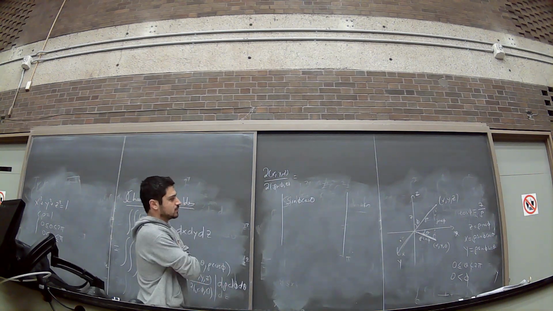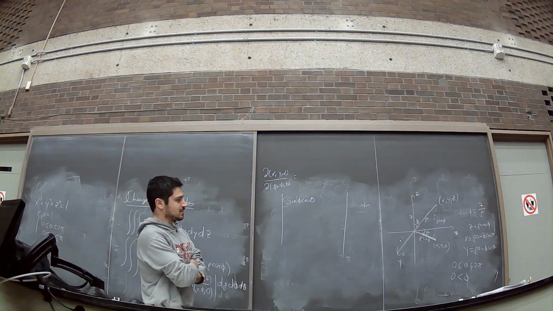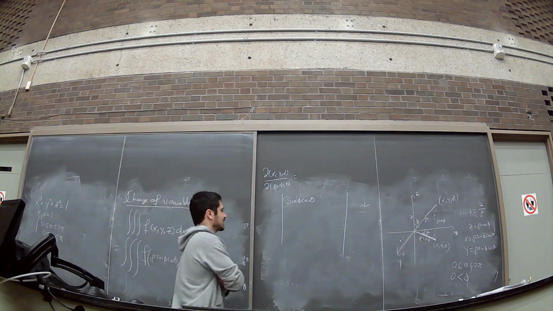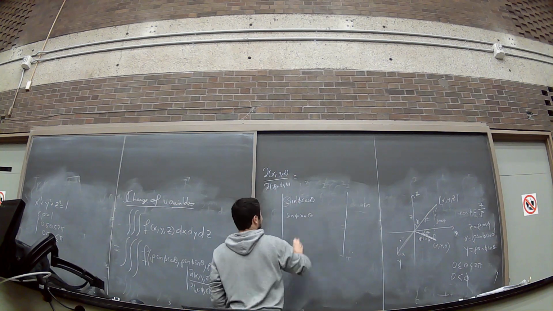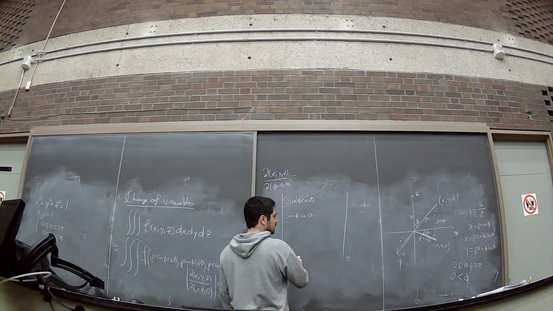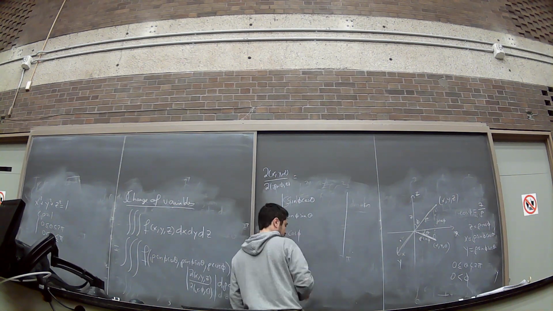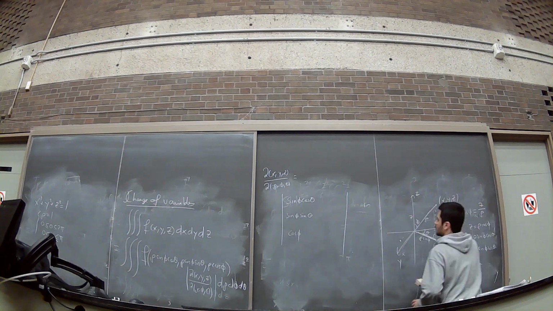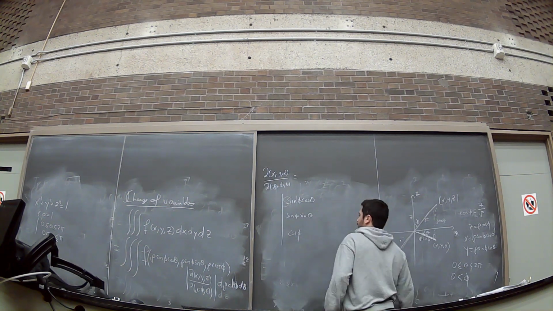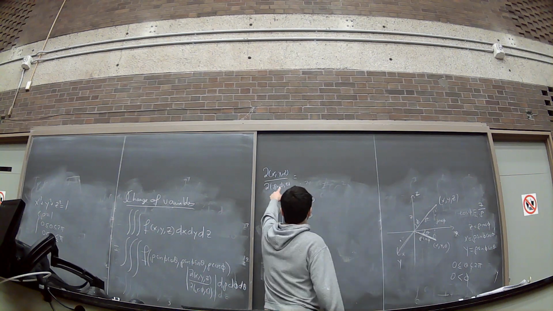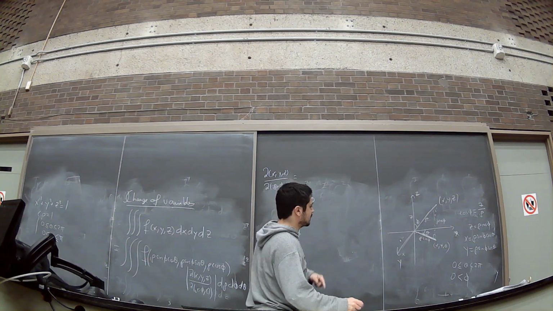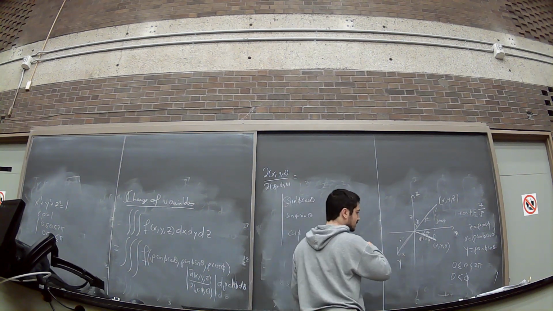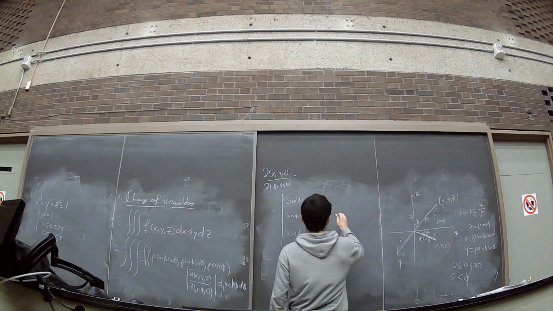dx by d rho is equal to sin phi cos theta. Then dy by d rho is sin phi sin theta. dz by d rho is equal to cos phi. Then del x by del phi, what is that equal to? Minus rho sin phi sin theta, right? No, del x by del phi is rho cos phi cos theta.